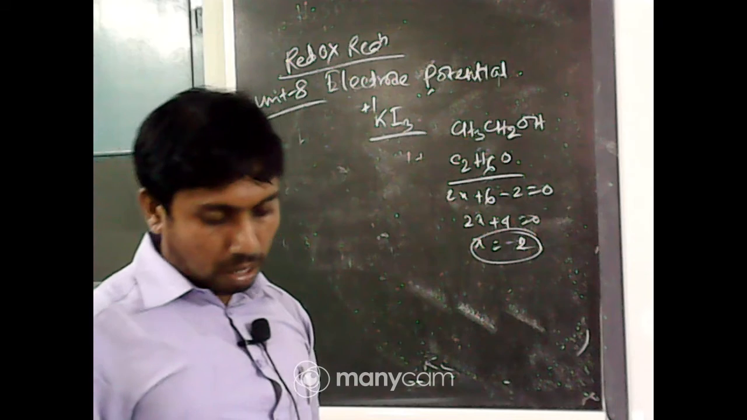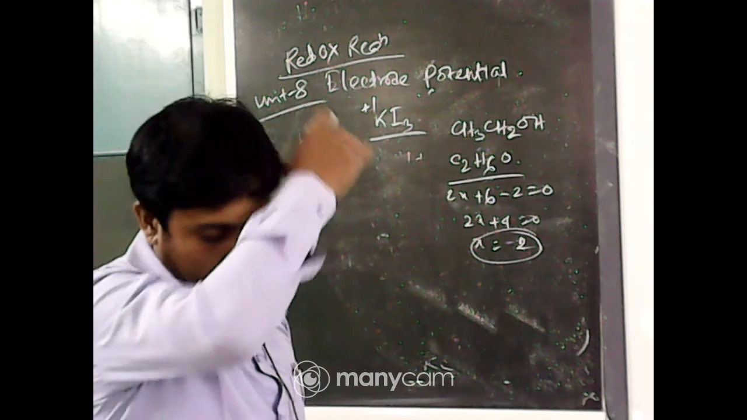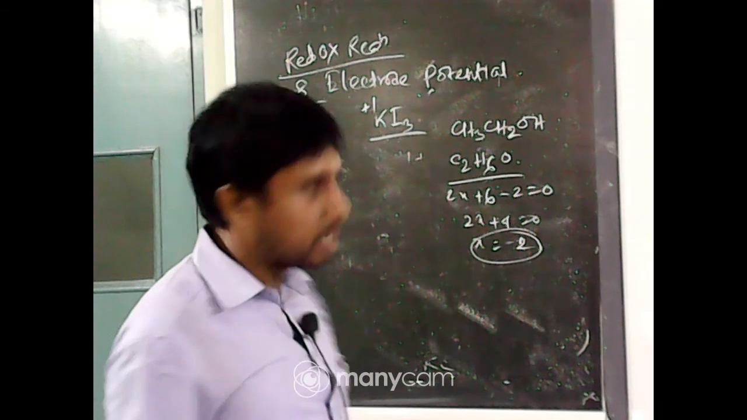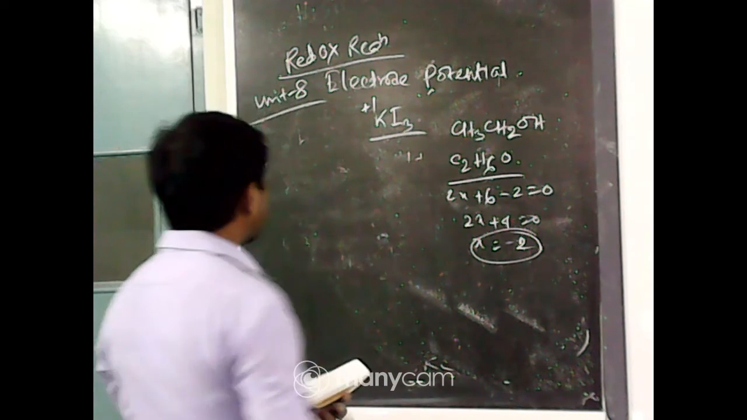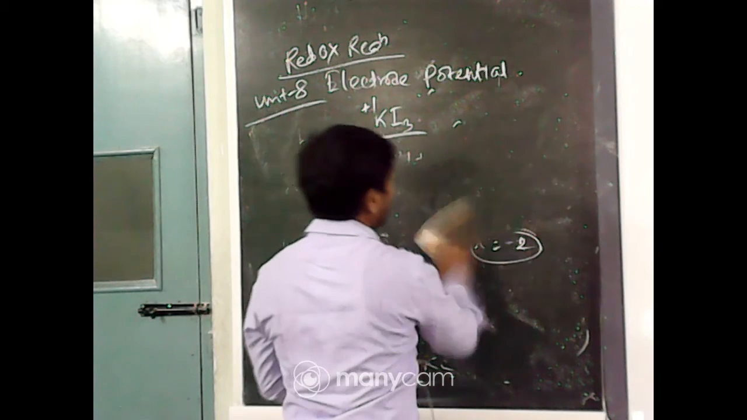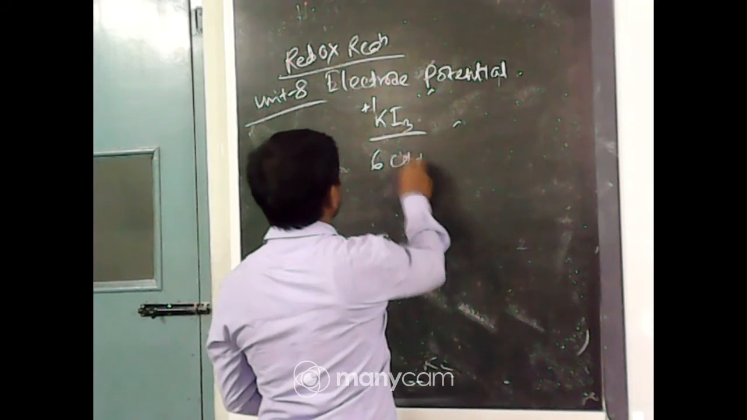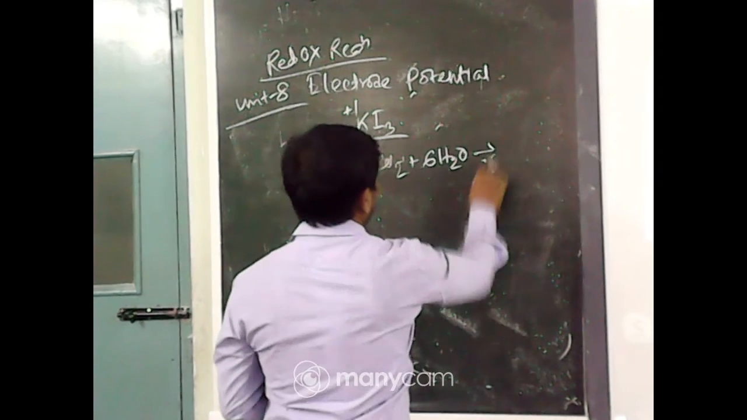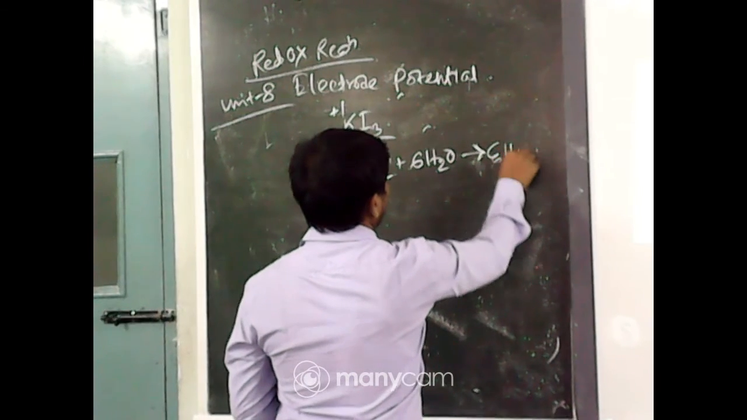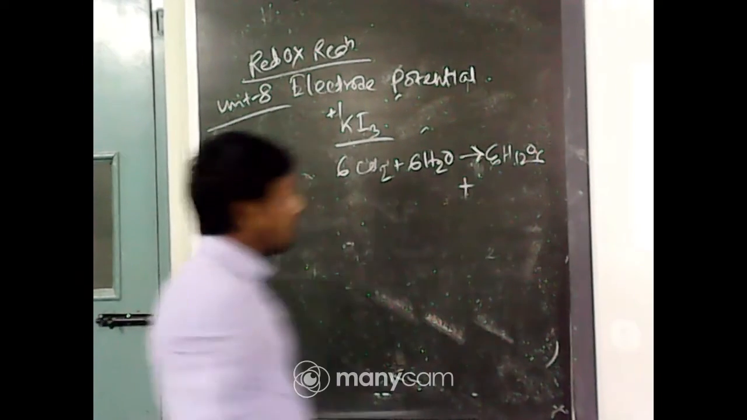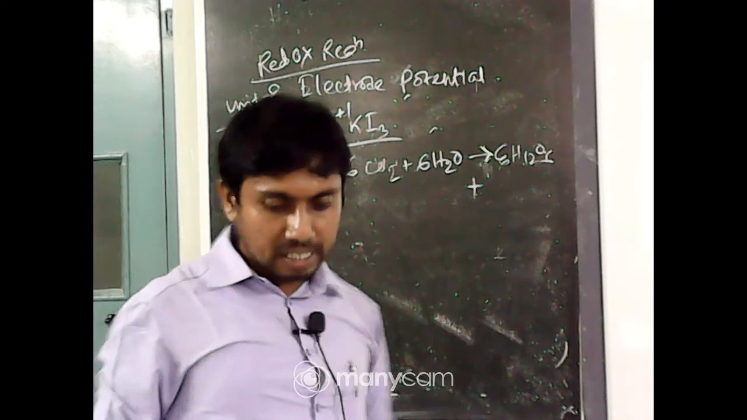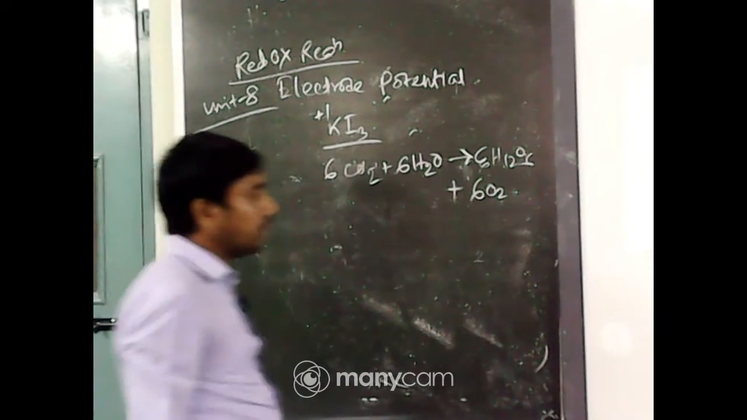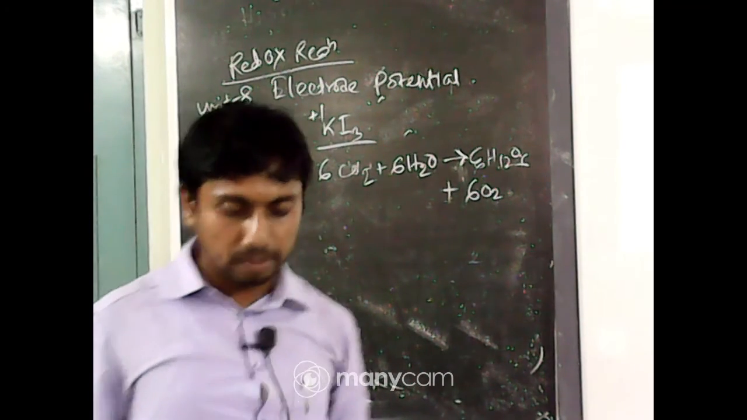Now coming to the next question, identify whether the reaction is a redox reaction. 6CO2 plus 6H2O forming C6H12O6 plus 6O2. Identify it as a redox reaction.